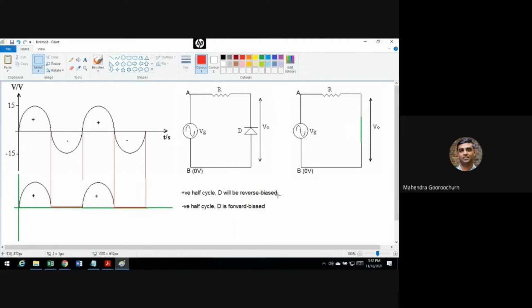So I'll give you some time, just draw that in your copybook if you want. This is important, and then you can do a similar analysis on your own when you get the notes. So just a few minutes to try to do that. Again, this circuit is a half-wave rectifier because we are keeping only the positive half cycles, and the negative half cycles are being thrown away in a way.